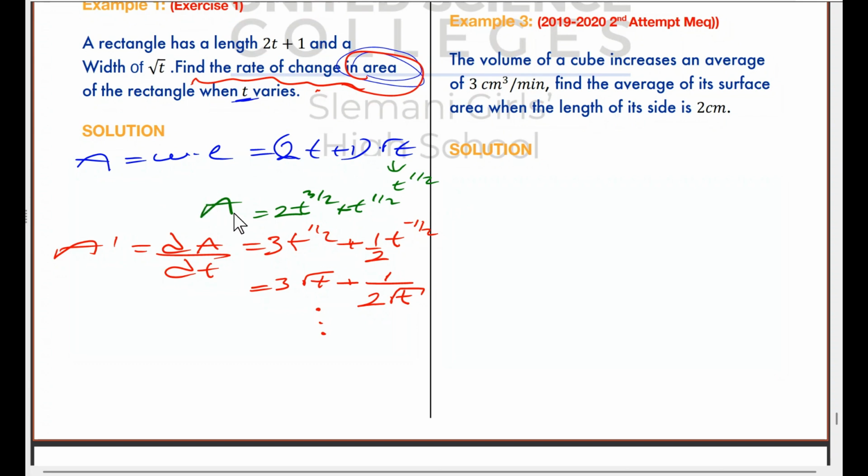Okay, this is how you solve the questions. The given, everything is given already. You write the equation by using the given, take the derivative, that's it.